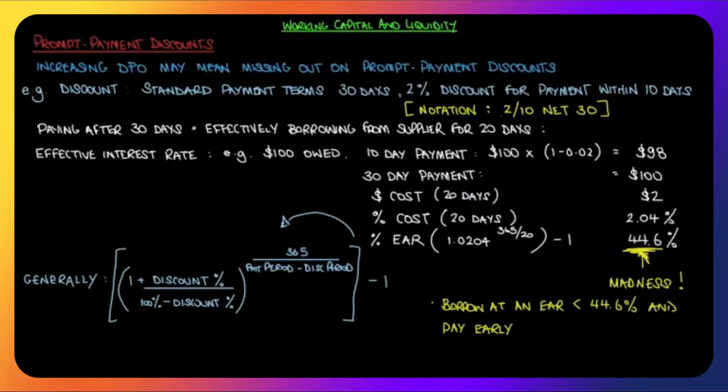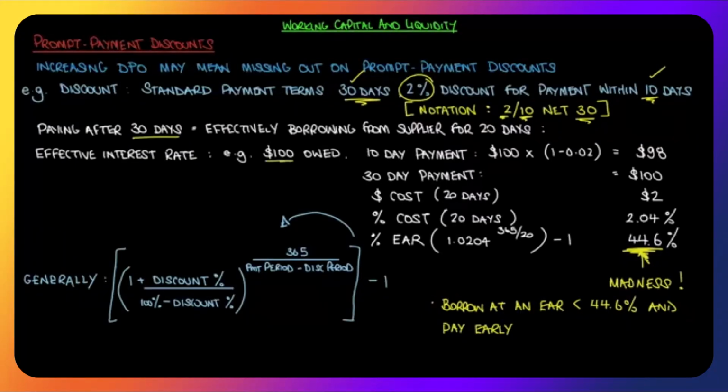The first number here, that 2, is the percentage discount. /10, that's when you'd have to pay to get the discount. Net 30 tells you would normally pay after 30 days. We can work out the cost of ignoring that discount, because effectively, if you pay after 30 days instead of 10, you're effectively borrowing from the supplier for 20 days. The 20 is obviously the gap between the normal terms and when you have to pay to get the discount.